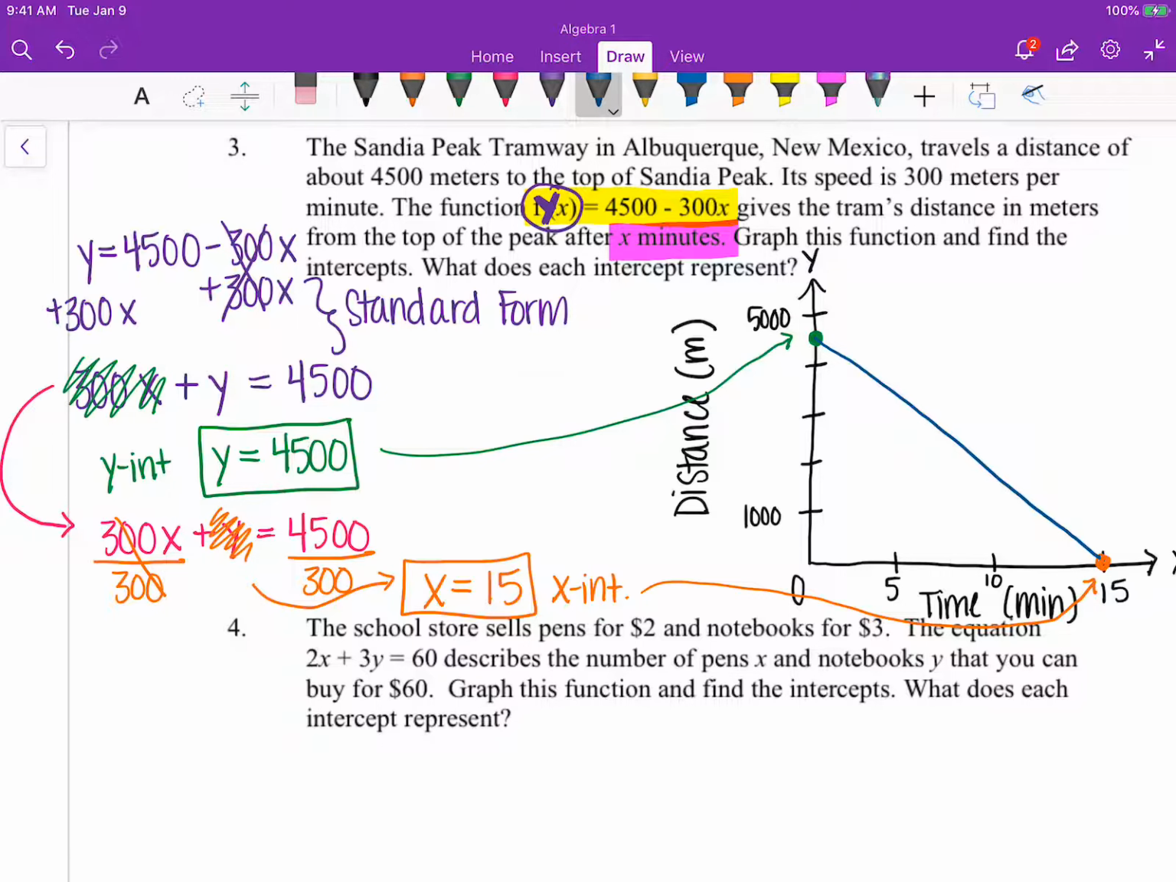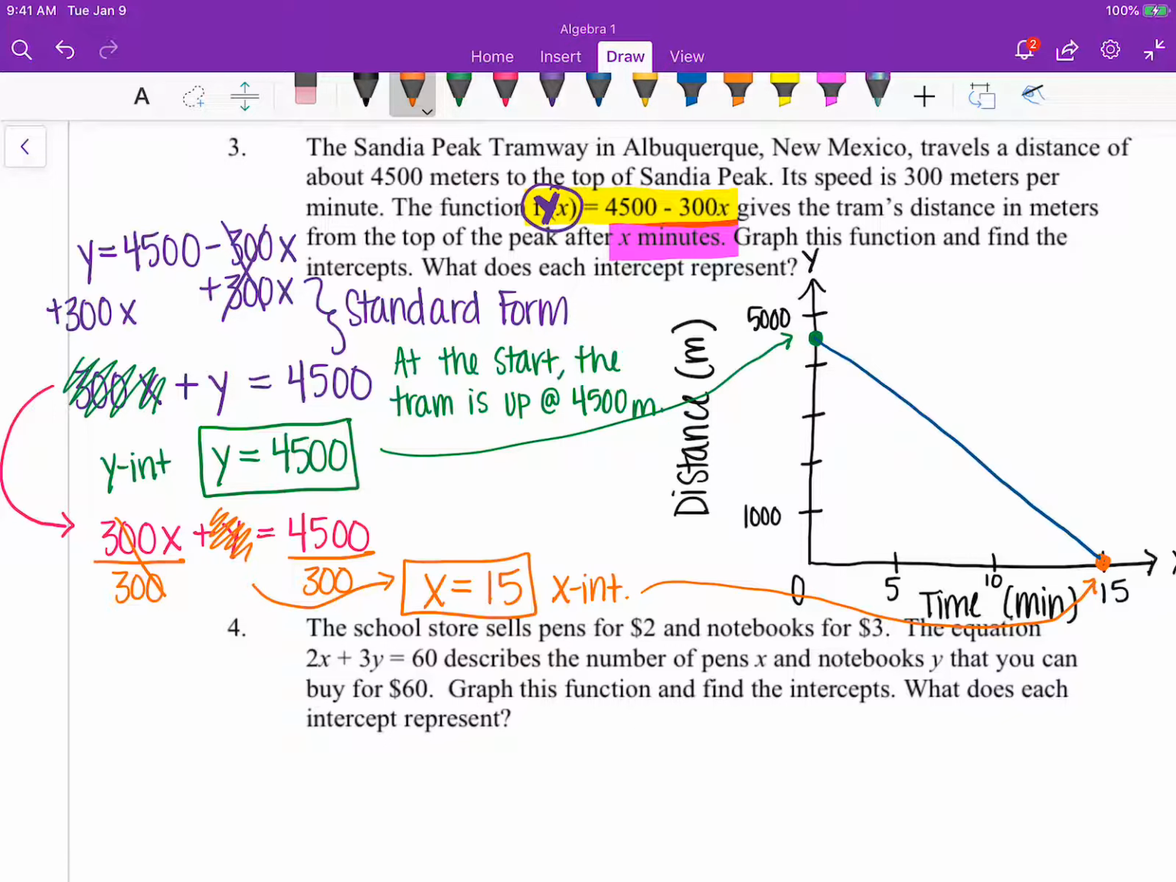That very first dot at 4,500, that means 4,500 meters because we're on the y-axis. So that would be at 0 seconds, okay, we're up 4,500 meters. At 0 seconds, that's the same as saying at the start. So I'm going to say at the start, the tram is up at 4,500 meters. That's what that x-intercept represents. Or I'm sorry, the y-intercept, sorry.